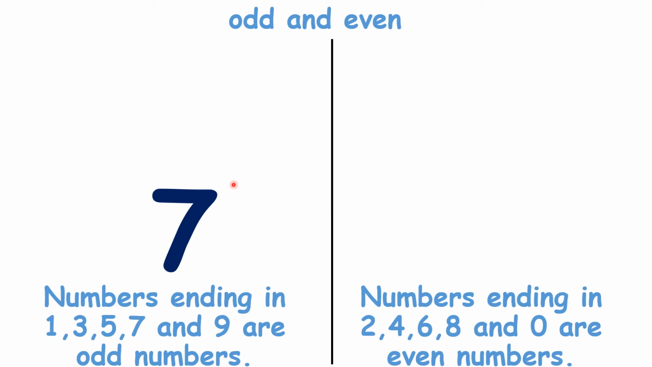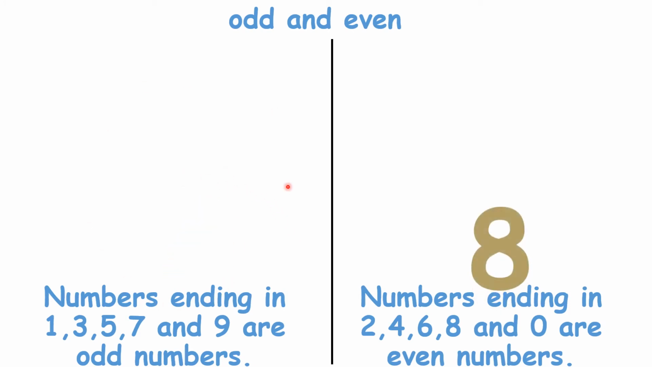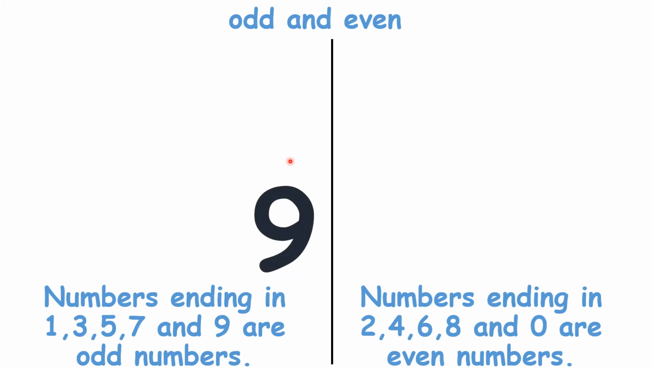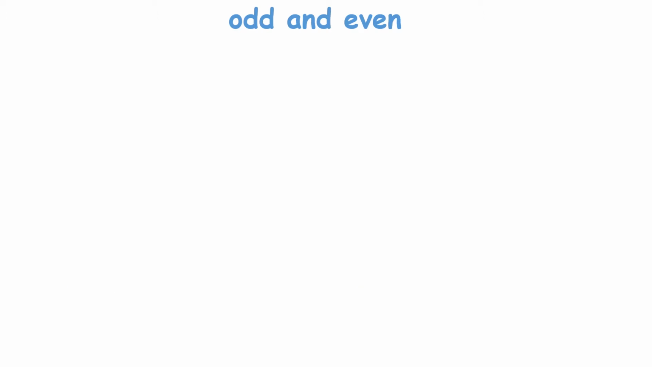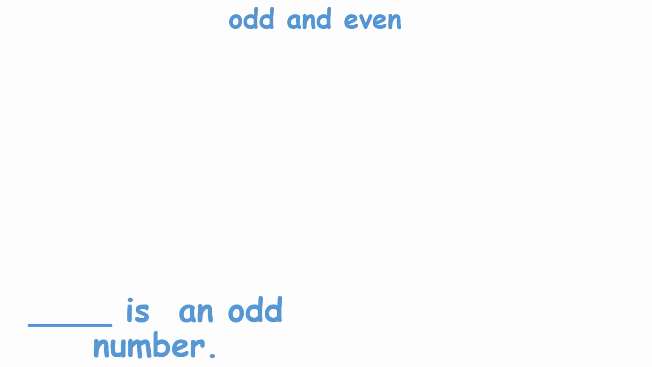Number seven is an odd number. Number eight, an even number. Number nine is an odd number. And zero, the number zero, that is an even number. Okay, have you got it? So if I said number two, is it odd or even? Number two is even.